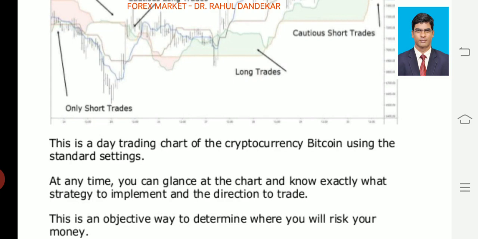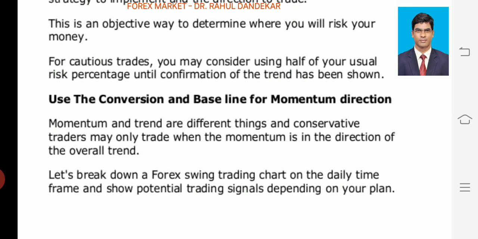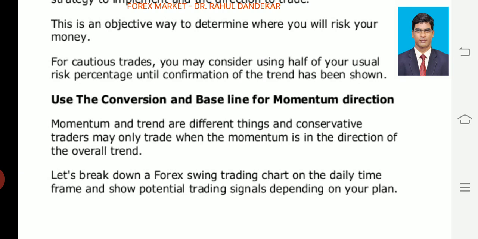At any time, you can glance at the chart and know exactly what strategy to implement and the direction to trade. This is an objective way to determine where you will risk your money. For cautious trades, you may consider using half of your usual risk percentage until confirmation of the trend has been shown.